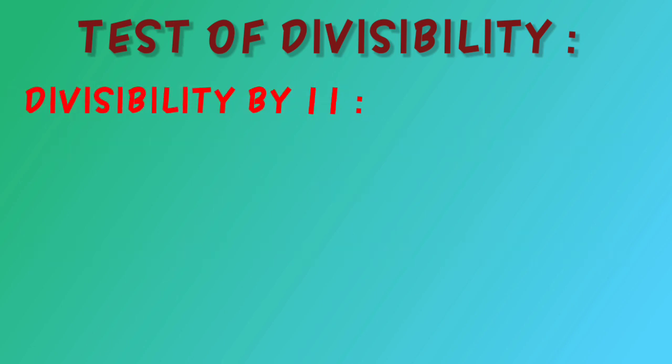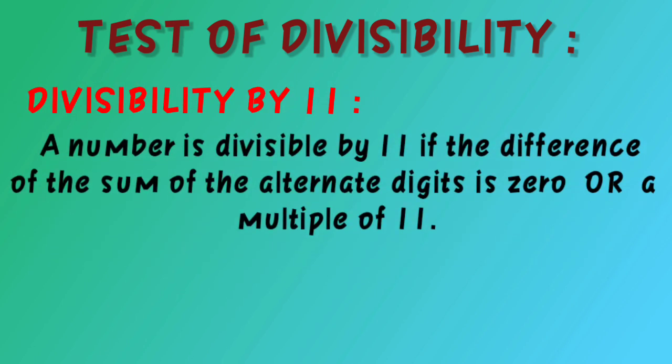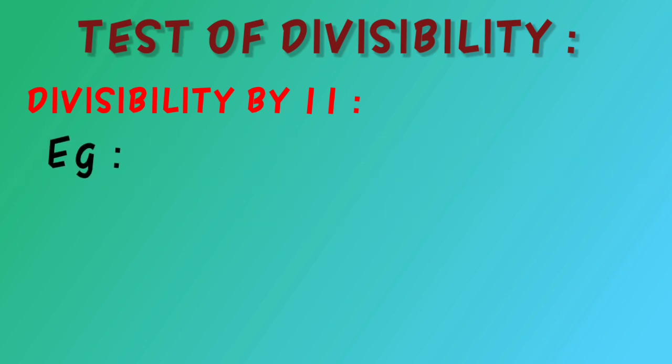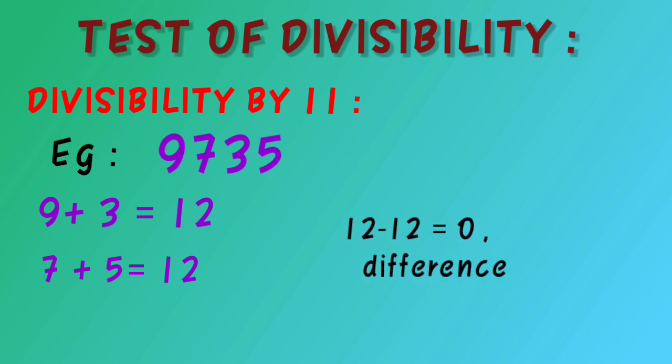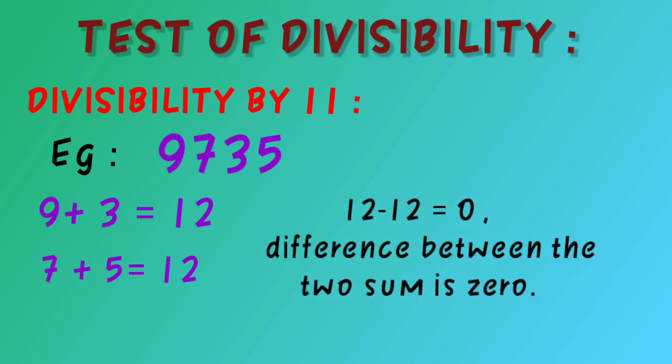नेक्स्ट, divisibility by 11. A number is divisible by 11 if the difference of the sum of the alternate digits is 0 or a multiple of 11. To understand this, let's take an example. Let's suppose a number is given, 9735. Here, I'll add the digits like 9 plus 3 equals 12 and 7 plus 5 equals 12. The difference between the two sums is 12 minus 12 equals 0. Hence, the whole number is divisible by 11.